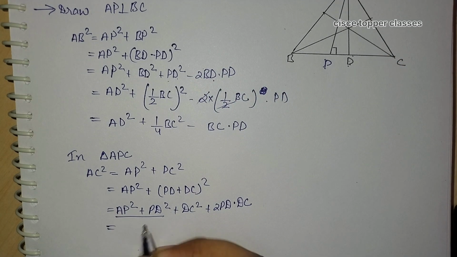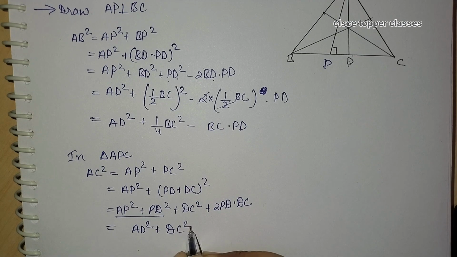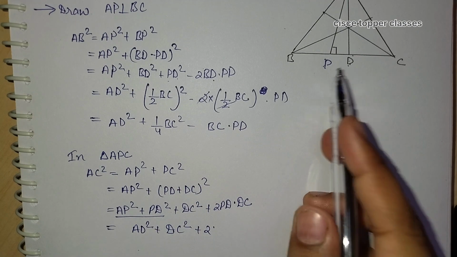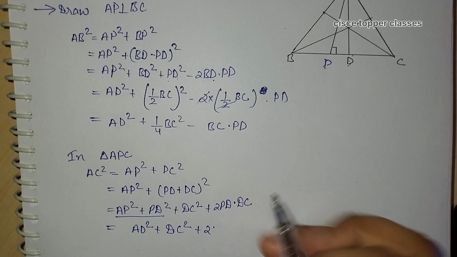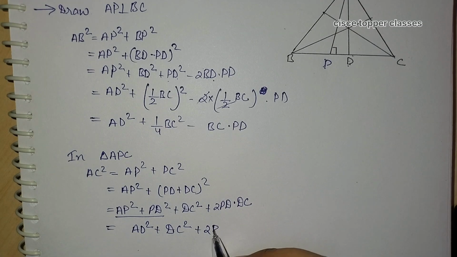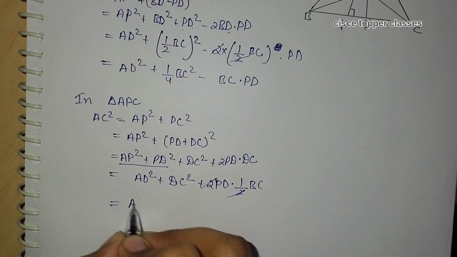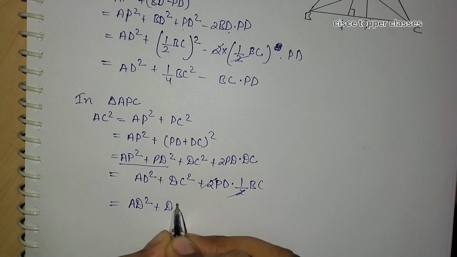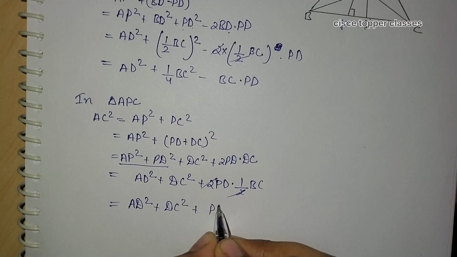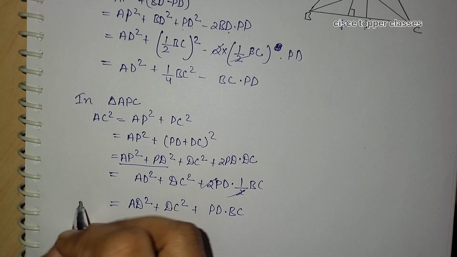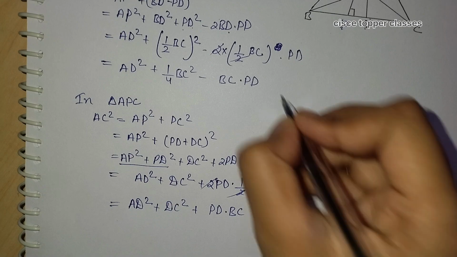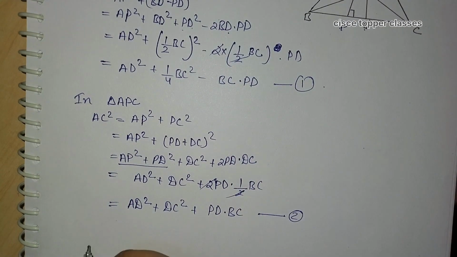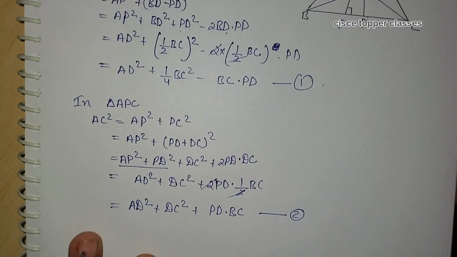So this we can write as AD square plus DC square plus 2 PD into DC. DC we can write as half of BC, so it will be PD into half of BC. The half will be cancelled out, and we will get AD square plus DC square plus PD into BC. Put it as the second equation, and this as the first equation. Now we can simply add these two equations.